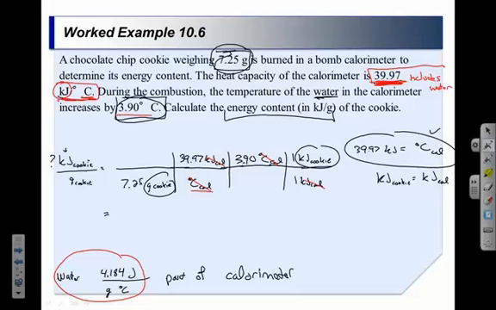So I would just do 39.97 times 3.9 divided by 7.25. So that's 21.5 kilojoules per gram. Any questions about that?